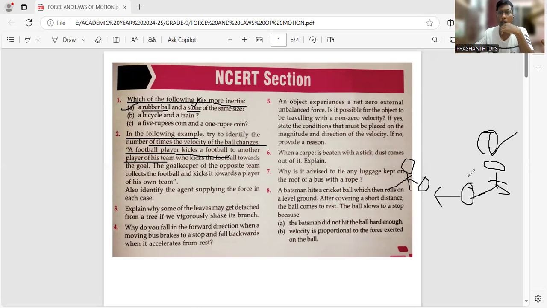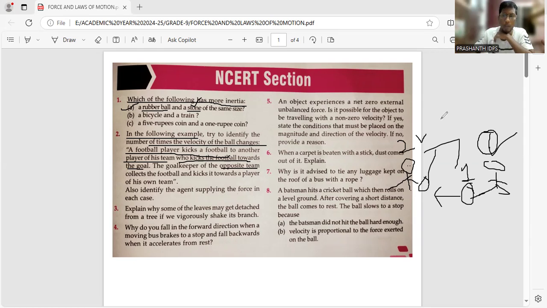Now you see the first condition for the first example. Firstly, he is kicking the football. Then what happens to the velocity? Velocity changes in the first case, when the first player kicks the ball. Now it goes to the second player, who kicks the football towards the goal. Then when he kicks the football towards the goal, again velocity changes. Here also velocity changes.